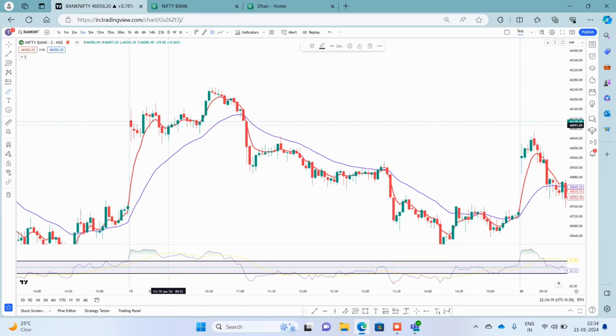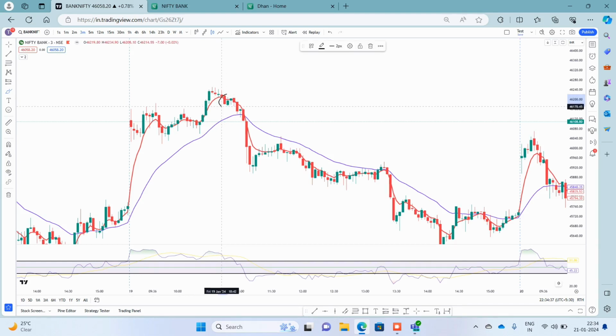Now we'll see, this is a hammer candle. Okay, closing above 5 EMA. This will be our entry, this will be our SL, and you see you got a good trade here. And what is our next entry here towards the downside?